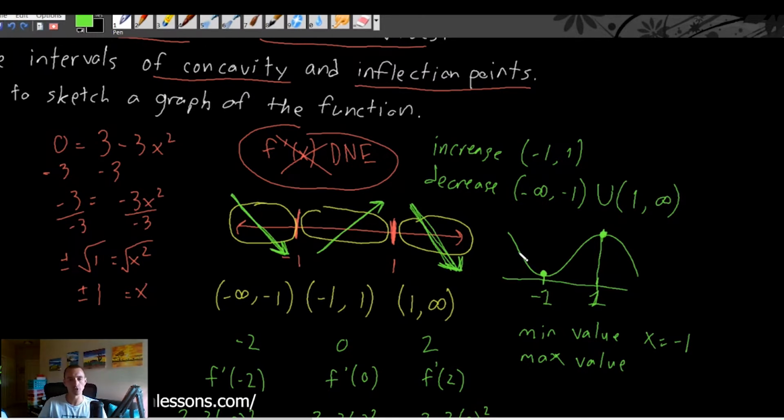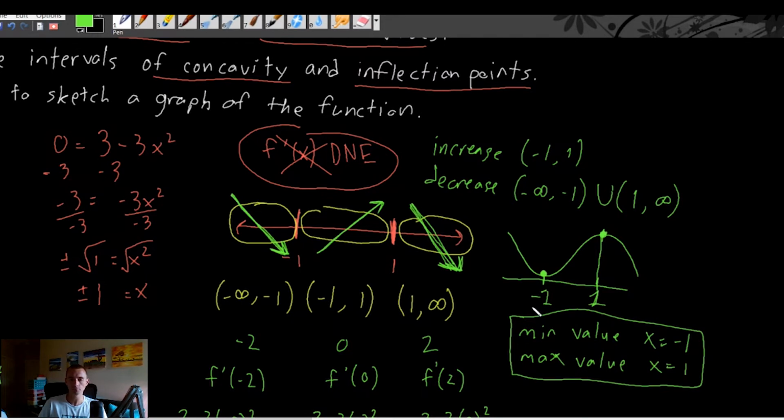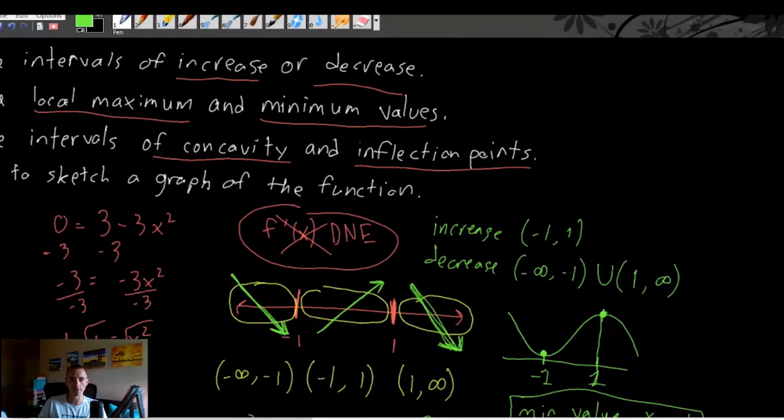In this case, the first derivative test confirms that we have a minimum at x equals negative 1 and a maximum at x equals 1. So this would be our answer for part B, where our local maximum and minimum values are. Well, that's really all there is to it.